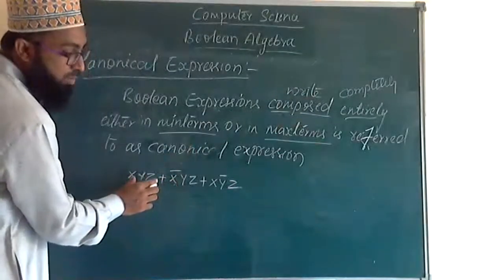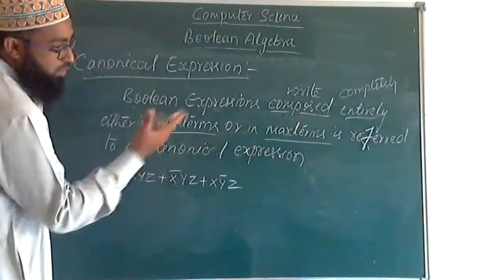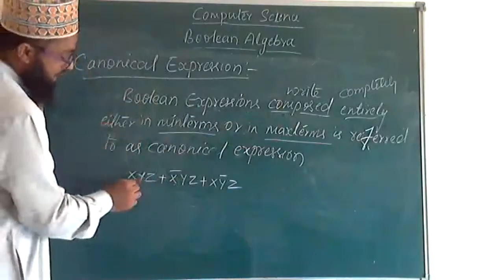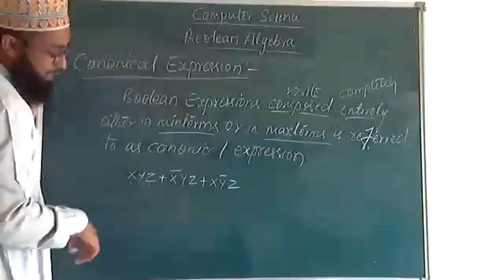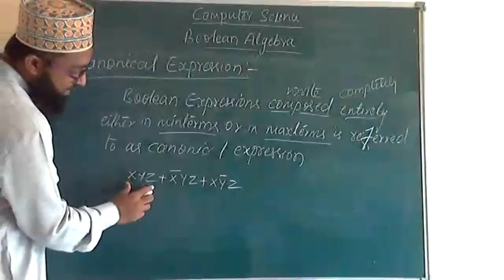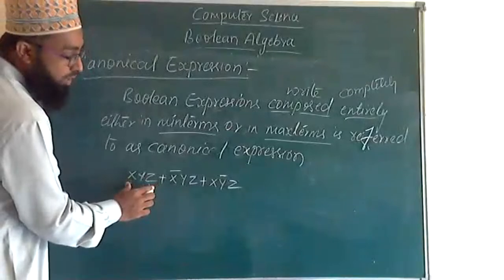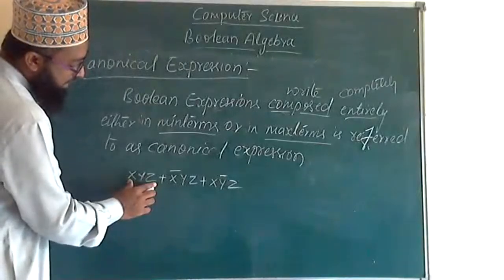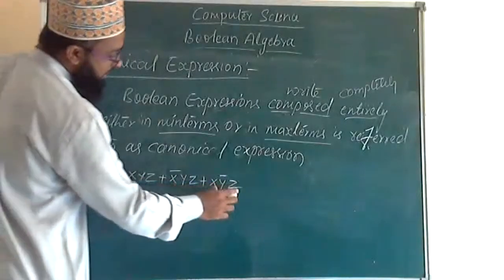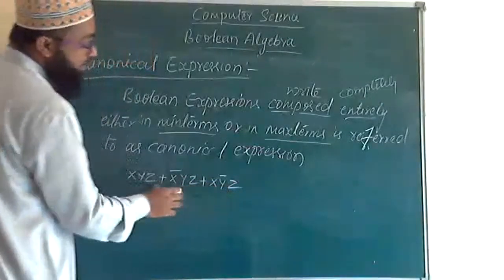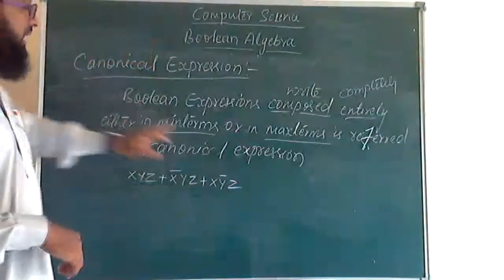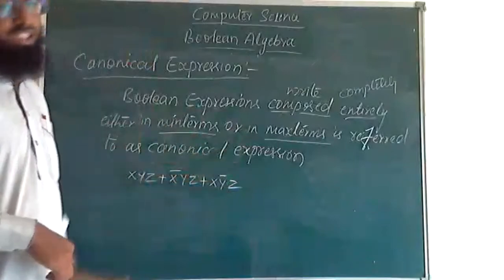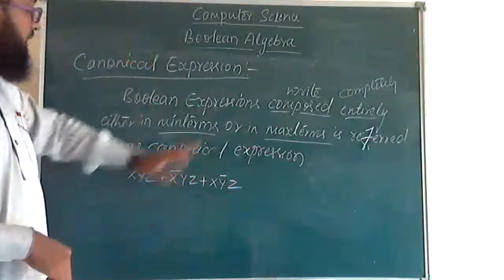Min term means product, means multiplication of the literals. Think of this as one individual literal. This is the product of three literals, this is the product of three literals, this is the product of three literals. This type of expression is called canonical expression. Okay, this is for min term.